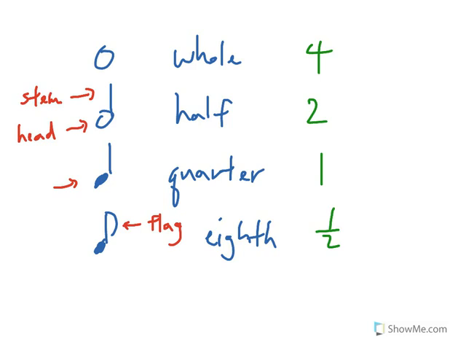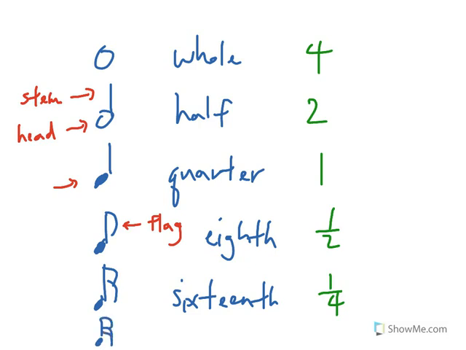And if you wanted to go any further than this, you can add another flag to the same thing. So you now have your 16th note, which is a quarter of a beat. And basically you can just keep going to infinity. You can keep adding flags to make 32nd notes and even smaller notes. Once you get to the eighth note, it's simply a matter of adding flags to get smaller and smaller.